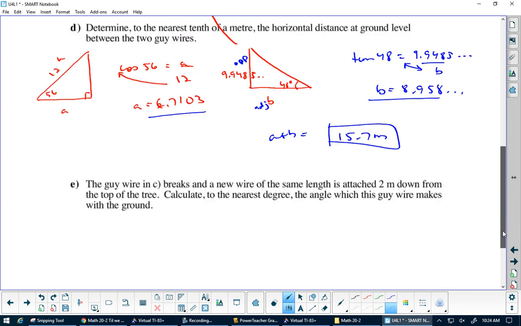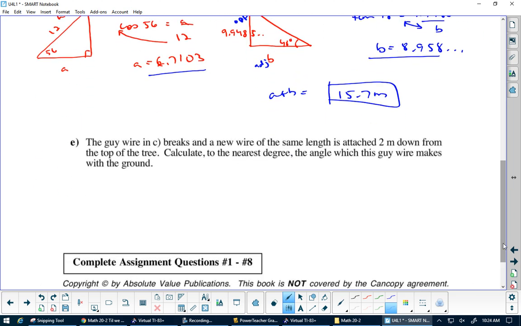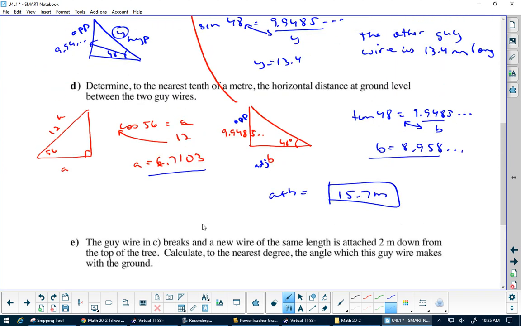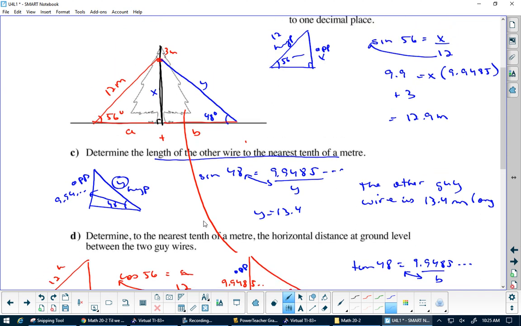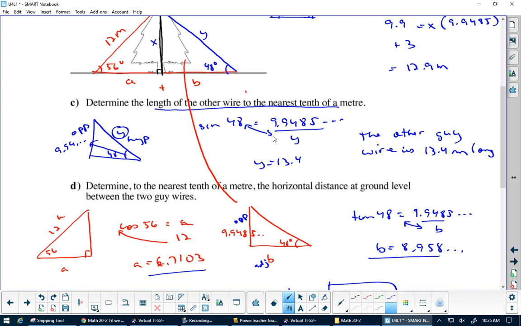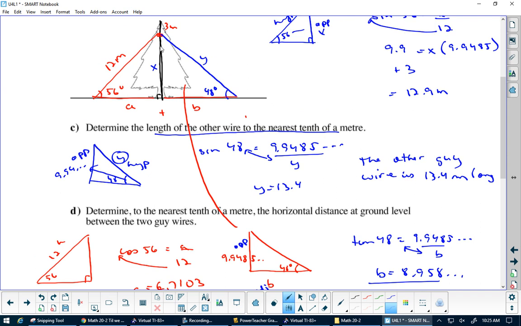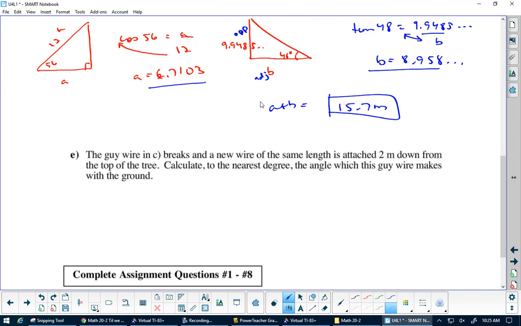Okay. Now here's an extension. A guy wire in C breaks, and a new wire of the same length is attached 2 meters down from the top of the tree. Calculate to the nearest degree the angle it would make with the ground. Okay, so this is kind of a weird question, meaning I'm going to keep this 13.4 meters for this, but we're going to attach it 2 meters lower and then reattach it to the ground. So what is that going to look like?